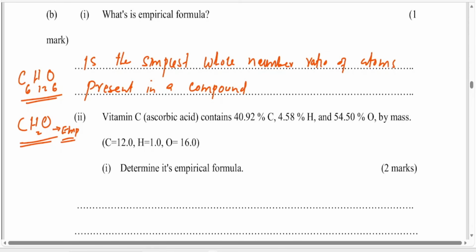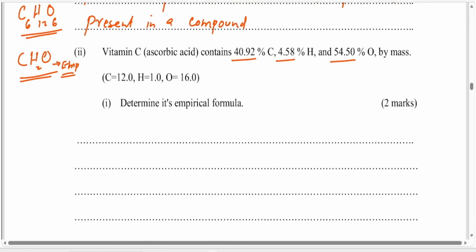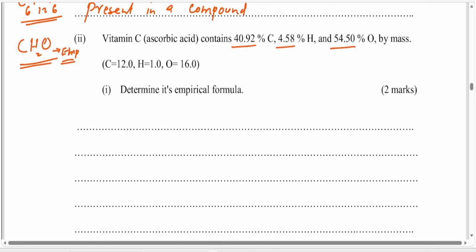Looking at Roman 2 of this question, vitamin C, which is ascorbic acid, contains 40.92% carbon, 4.58% hydrogen, and 54.50% oxygen by mass. Determine its empirical formula. When you are given this question, you need to arrange a table that leads to determination of the empirical formula. So we begin with the elements: carbon, hydrogen, and oxygen.